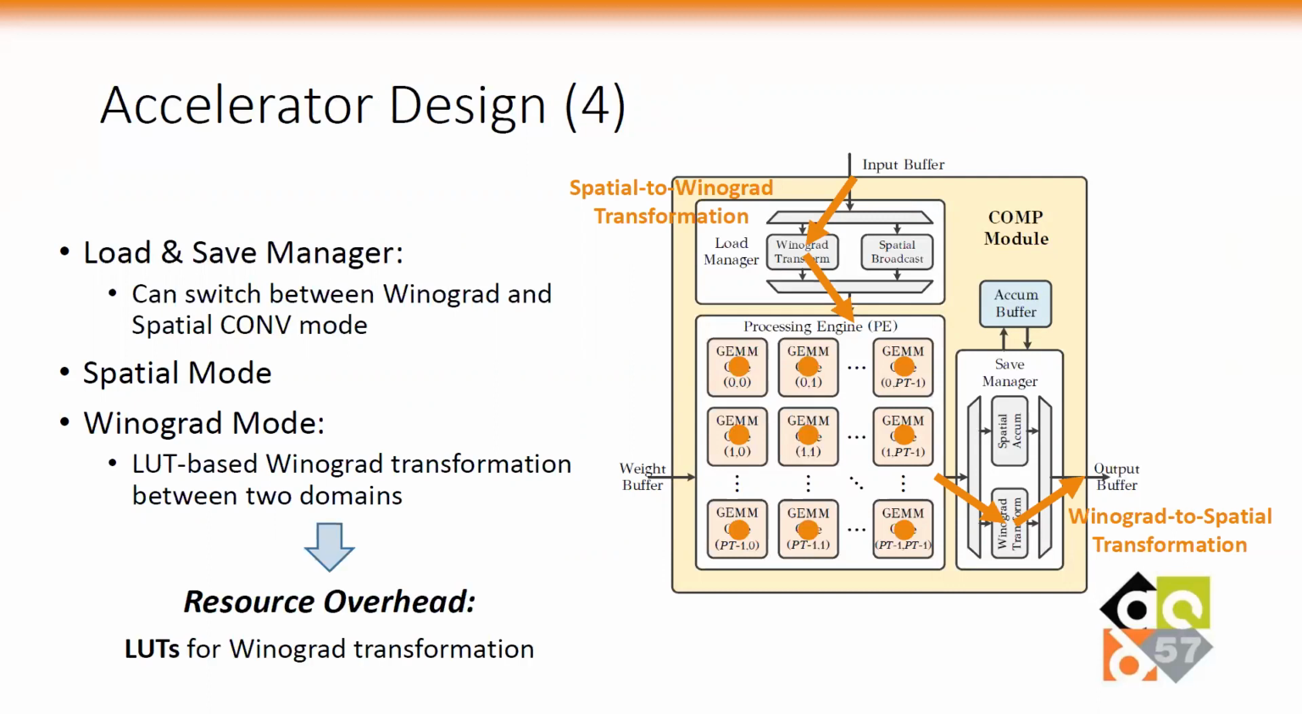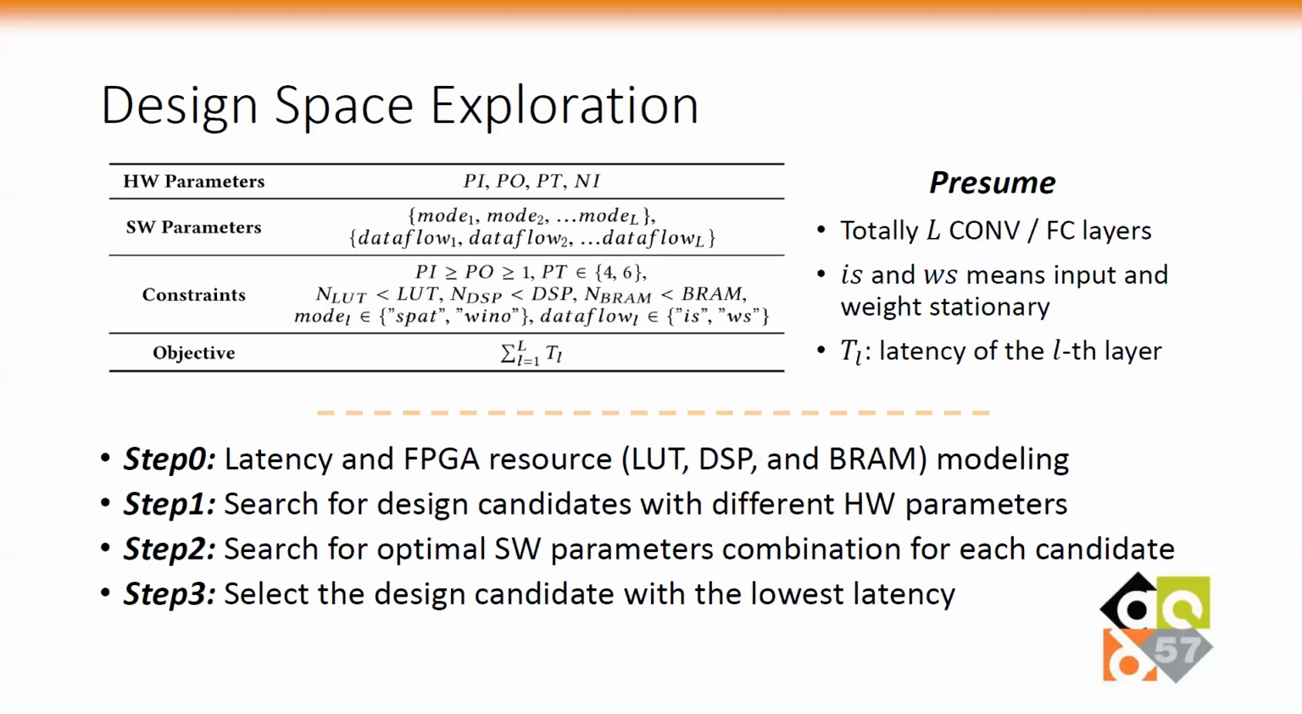Because Winograd and spatial convolution are reusing the same computation resources in the PE, the only resource overhead of introducing our hybrid architecture is the LUTs used for Winograd transformation in the load and save managers. This hybrid accelerator design brings us a large design space to explore.